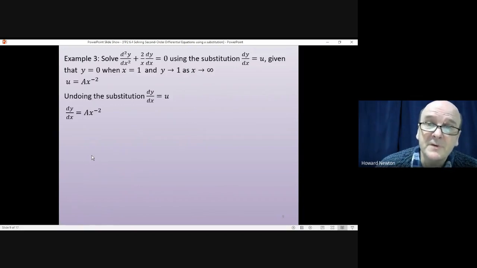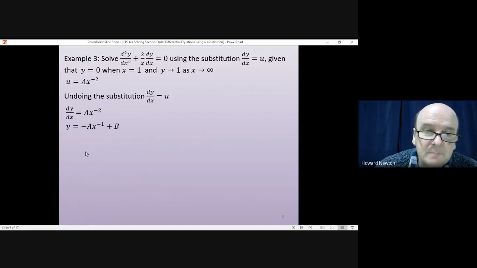So we solved a first order differential equation. And when we solved it, this is what we got as the solution. Another first order differential equation. We now solve this equation in the normal way. So integrating both sides with respect to x will give us y equals minus Ax^-1 plus B.